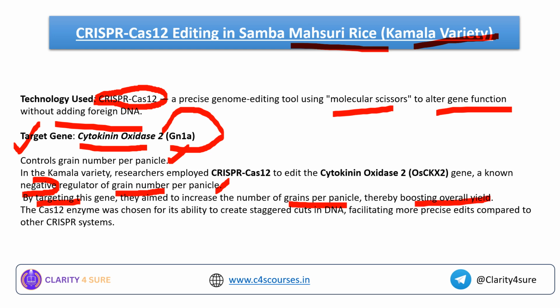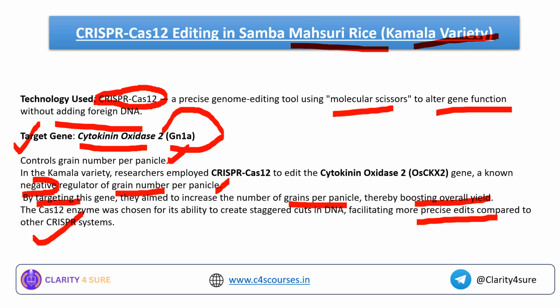the overall yield. Here I have already told you that the Cas12 enzyme was chosen for its ability to create staggered cuts in the DNA, and this enzyme has one important significance, where it leaves sticky ends compared to Cas9. This Cas12 will leave sticky ends on both the DNA sides, so that they can repair themselves naturally in a very short time compared to CRISPR-Cas9 technology. Okay, facilitating more precise edits compared to the other CRISPR systems. The main aim was to increase the grains per panicle. So the targeted gene has been cut off by the CRISPR-Cas12 editing in this particular Samba Masuri rice.